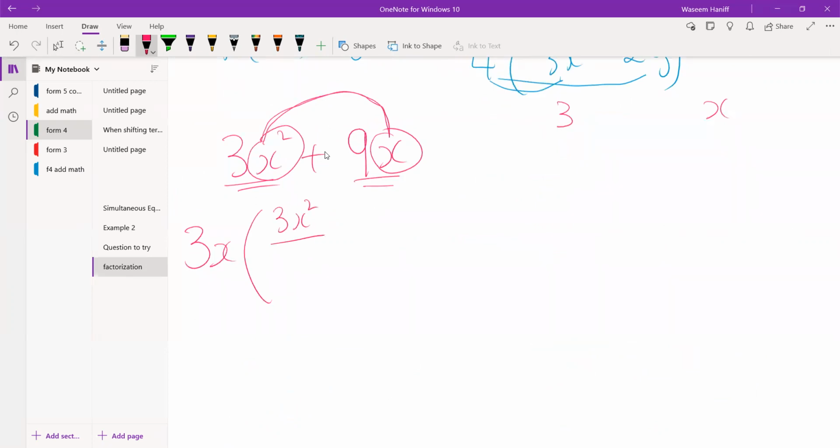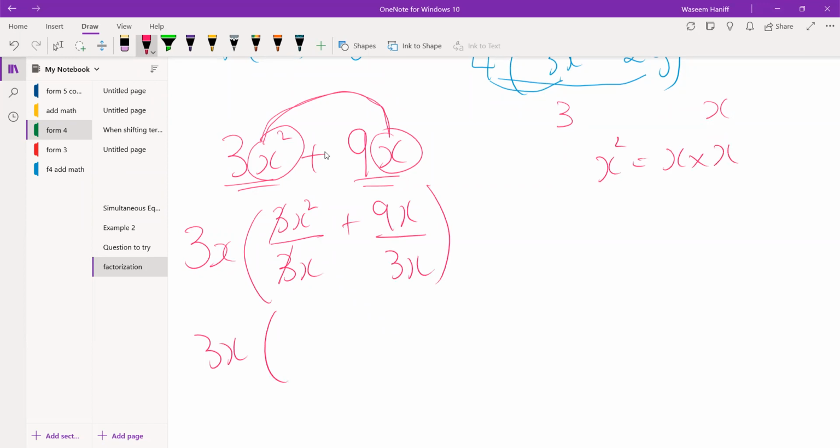3x squared divided by 3x plus 9x divided by 3x. So you cancel off here. x squared divided by x. Just remember, x squared is x multiplied by x. And when that is divided by x, one of the x's cancels off, so you just get x, right? And 3 into 3 is 1, 3 into 9 is 3. x cancels off totally here. So x plus 3 is the answer here, right?